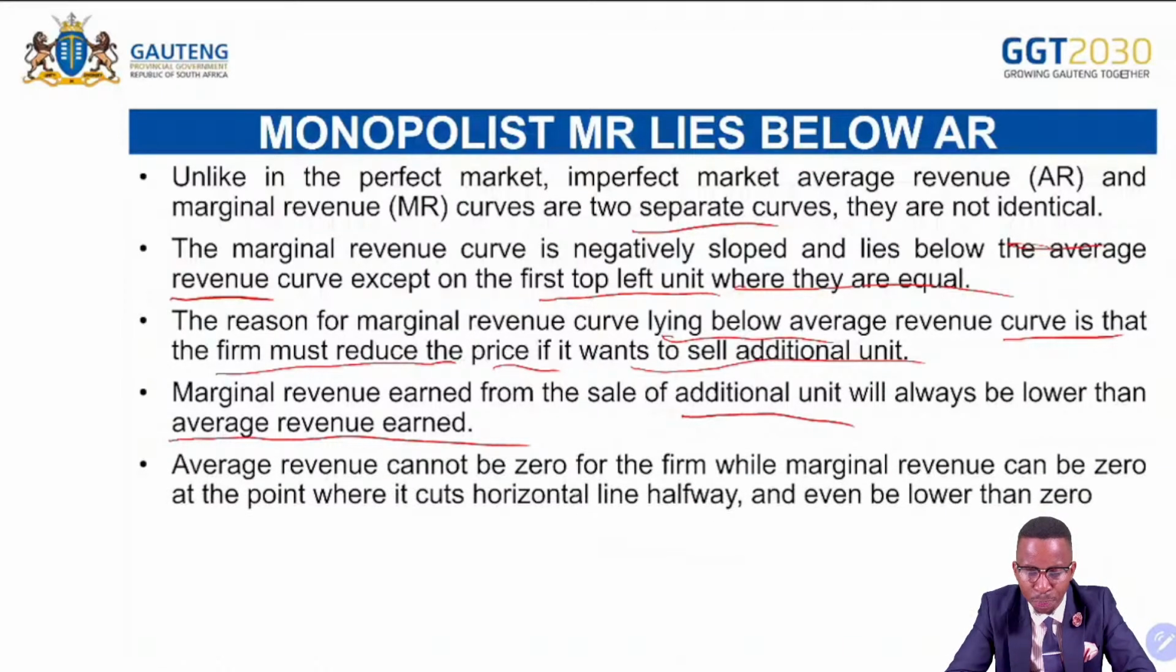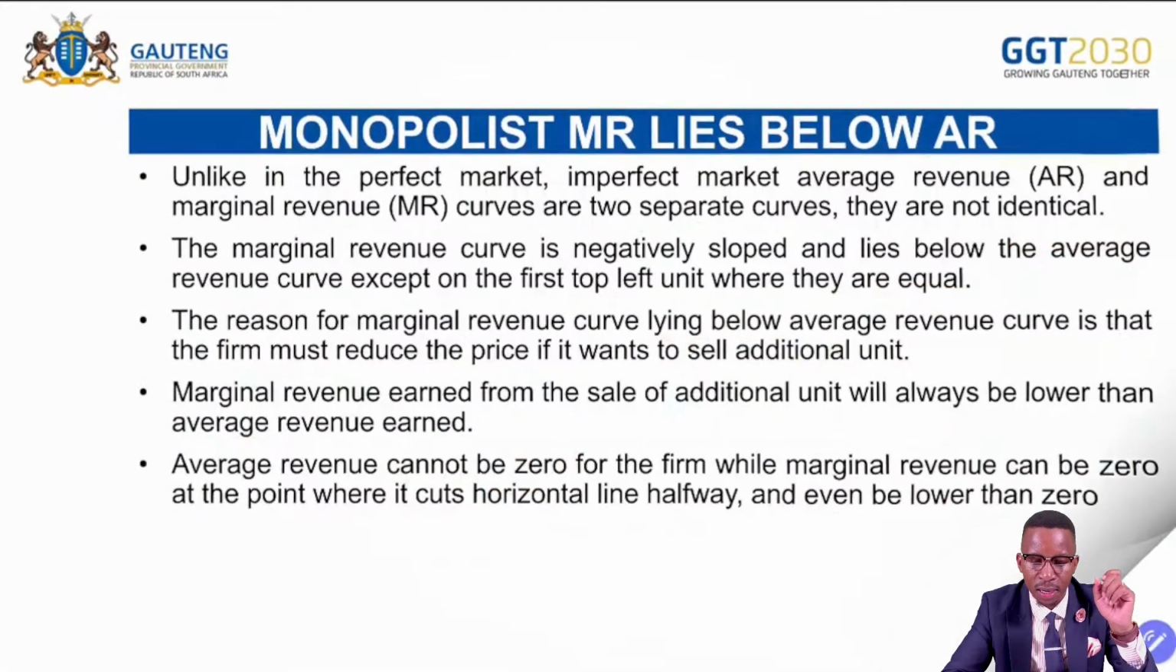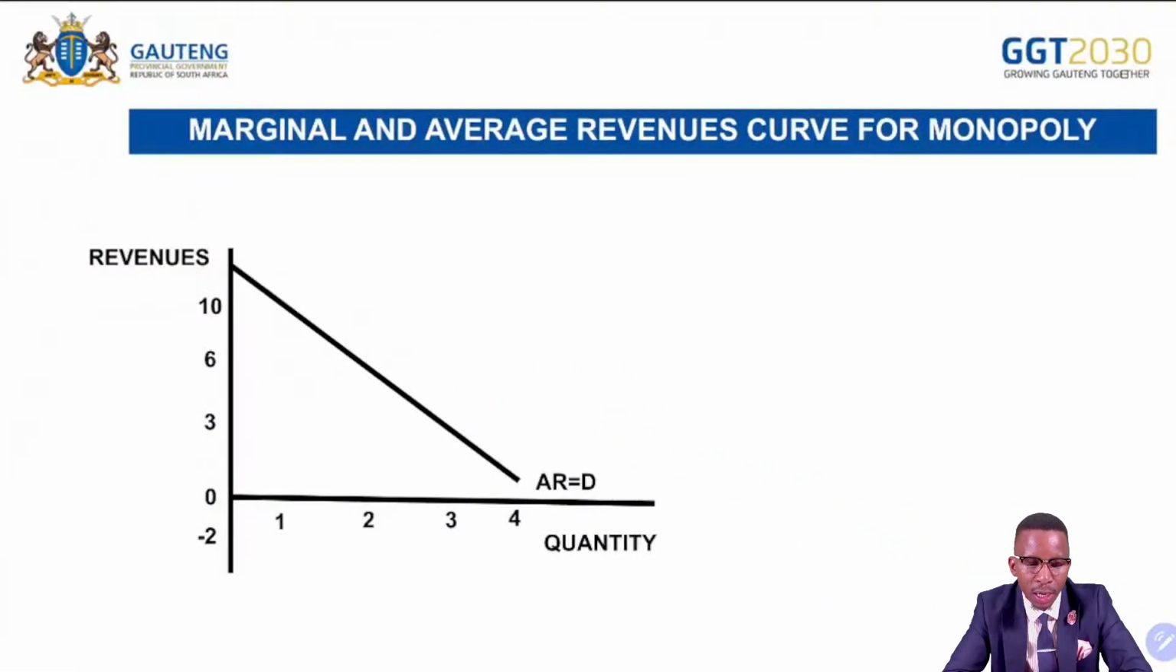Average revenue cannot be zero, like I've mentioned, for the firm, while marginal revenue can be zero at the point where it cuts the horizontal axis halfway, and even be lower than zero if it goes further below the horizontal line. So those are some reasons why marginal revenue and average revenue under monopoly or imperfect markets are not the same curve. Here we go, marginal revenue and average revenue curves for the monopoly.